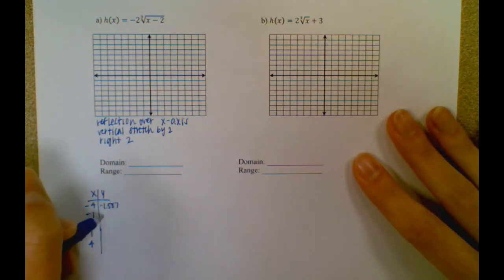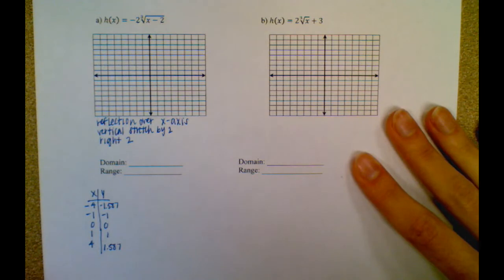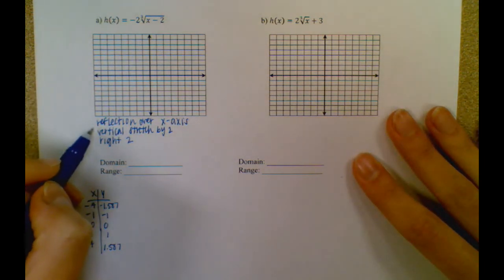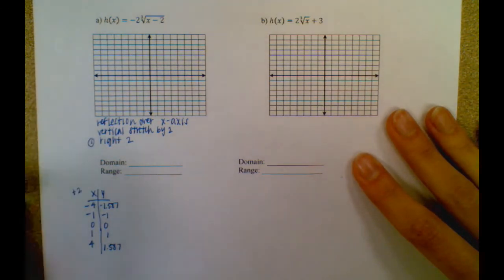-1.587, 1, 0, 1, 1.587. Alrighty. So let's see here. You remember we always got to go left or right first, so the x values we're going to add 2 to those because that will do the right 2.